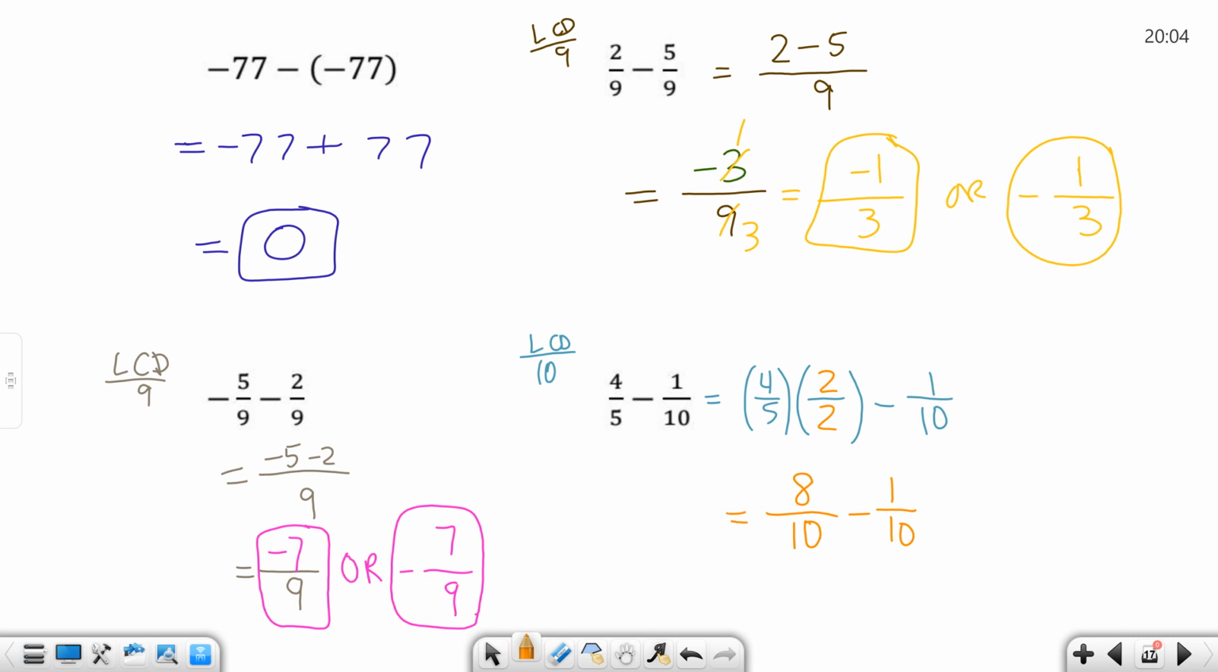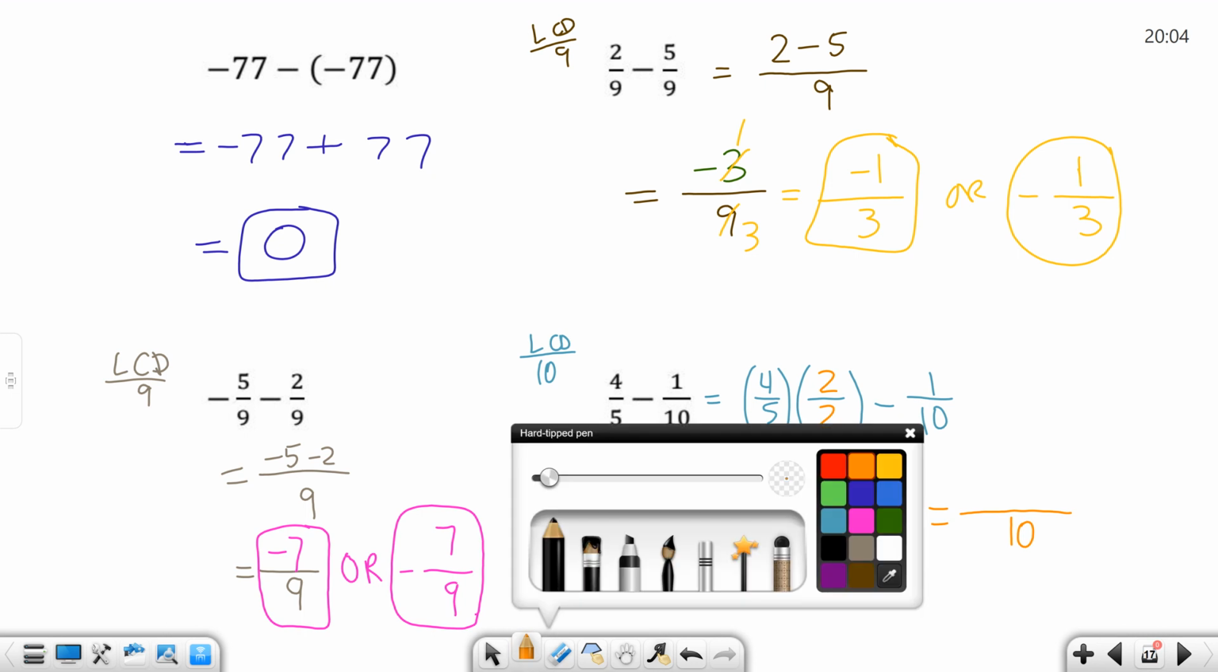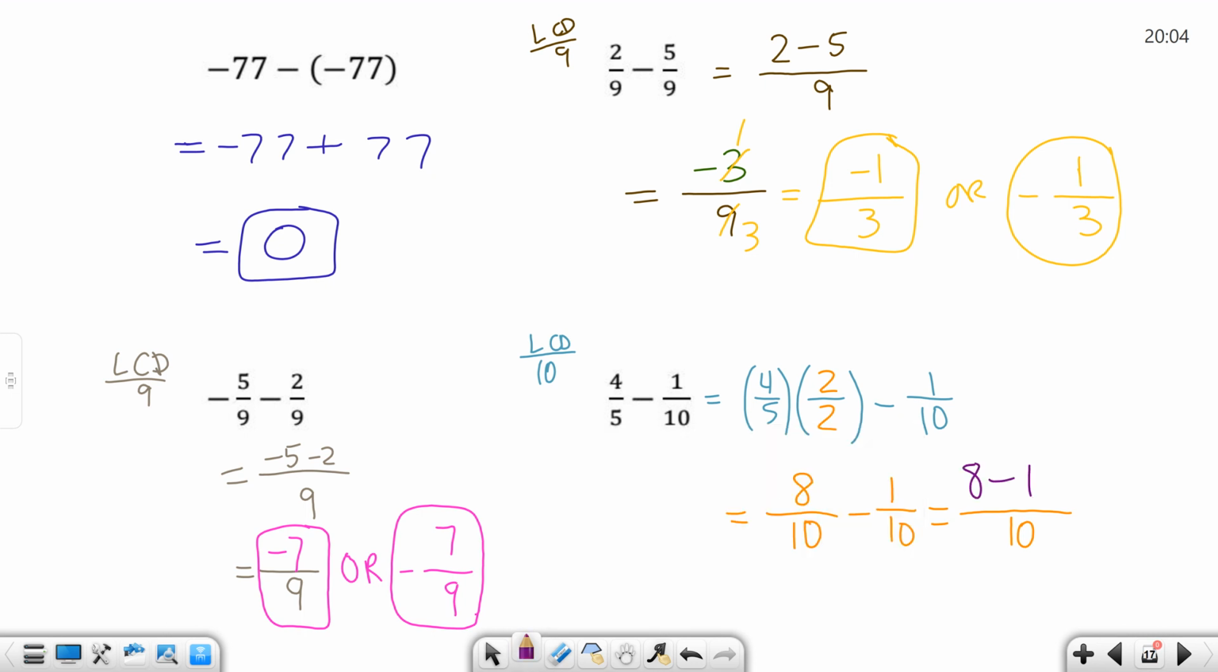So then we accomplished our goal of getting everything over 10. And then the numerator now becomes what? 8 minus 1, which is 7 over 10. And then we say, can this simplify any? And the answer is no. 7 over 10 does not simplify. So then you are done there at 7/10.